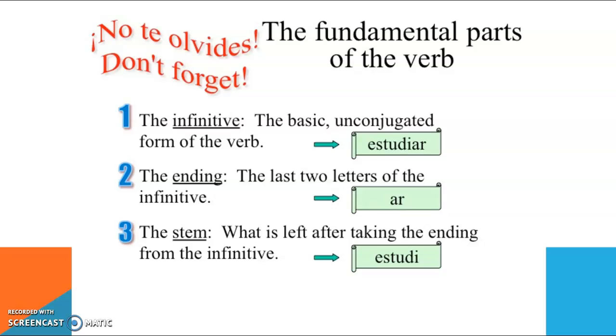So if you guys look on your screen, I have an example for you. It is your verb estudiar, which means to study. So estudiar itself is the infinitive. The ending, or the last two letters, are AR. So this tells me it is an AR verb. Then the last part is our stem. So if I take away the AR, I'm left with estudi, which is now our stem.